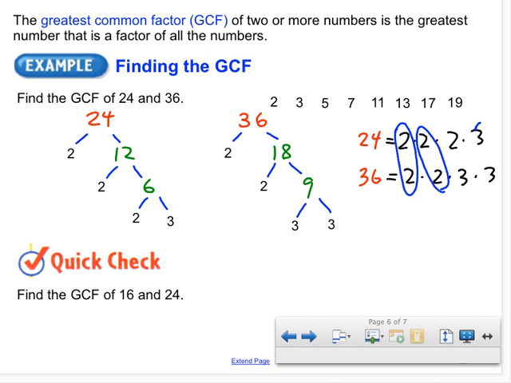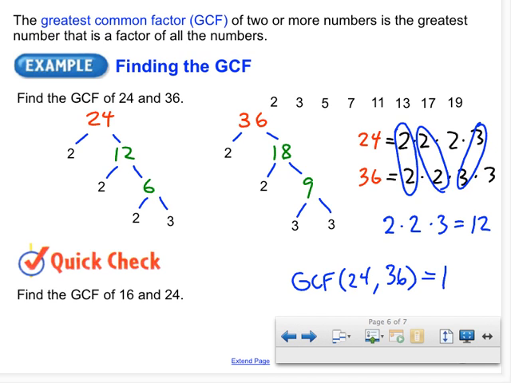Yeah, I do. Do I have another 3 to go with this 3? No. And I don't have a 2, so that's it. I've made my pairs, but now I have to identify the pairs. What's in this pair? 2. What's in this pair? 2. And what's in this last pair? 3. And what's 2 times 2 times 3? 12. So guess what? The GCF of 24 and 36 equals 12.